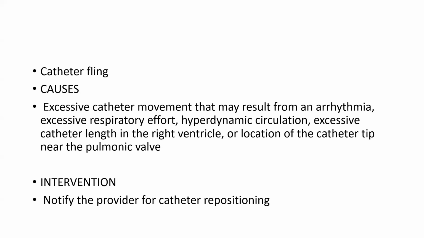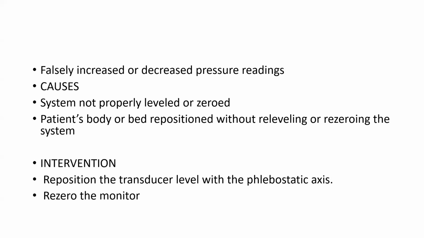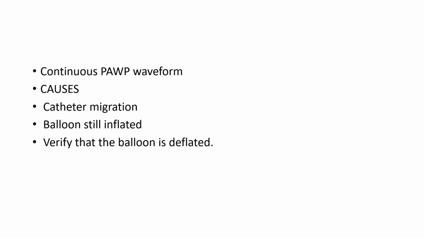Then catheter fling: the causes are excessive catheter movement that may result from arrhythmia, excessive respiratory effort, dynamic circulation, excessive catheter length in the right ventricle, and location of the catheter tip near the pulmonic valve. Intervention: notify the provider for catheter repositioning. Then falsely increased and decreased pressure readings: the causes are that the system is not properly leveled or zeroed, or the patient's body or the bed was repositioned without re-leveling or re-zeroing the system. Intervention: reposition the transducer level with the phlebostatic axis and re-zero the monitor.